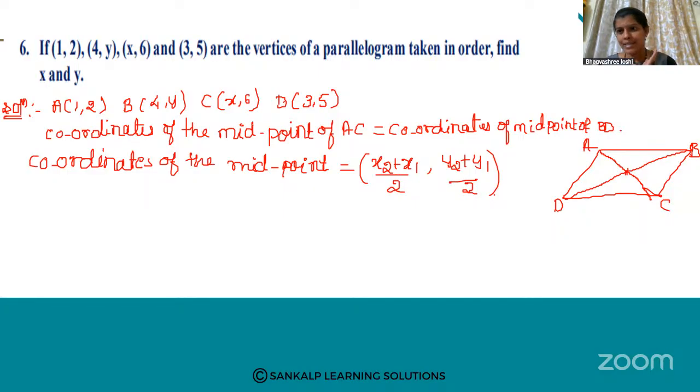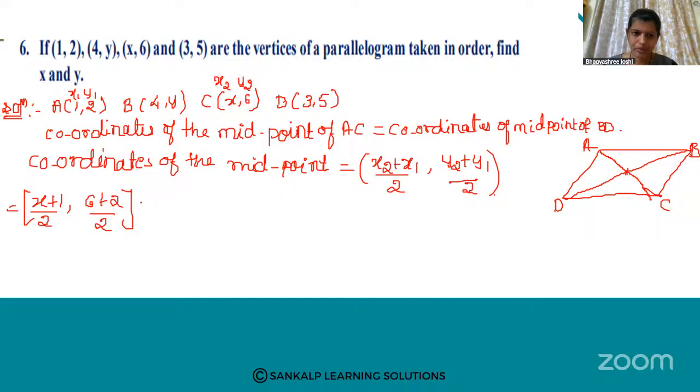First we will take AC. If we take the midpoint of AC, for A to C, this is x1, y1 and this is x2, y2. So it is equal to x2 is x here and x1 is 1, divided by 2, and y2 is 6 plus y1 is 2, divided by 2, which is equal to the midpoint of BD.